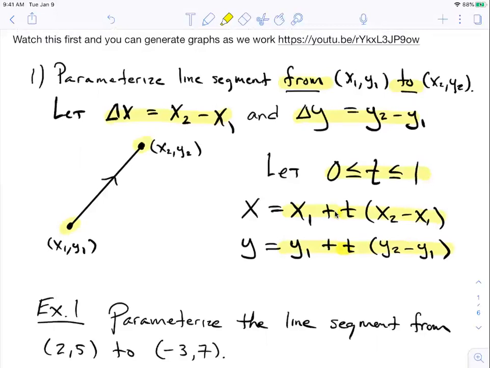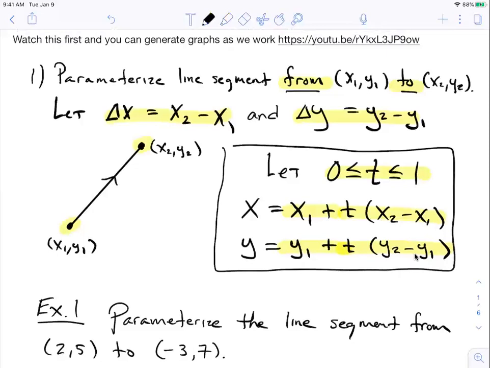So if you think about what those two formulas are going to do as t grows from 0 to 1, you're going to add this difference to x1. So when t is 0, you get x1. By the time t gets to 1, you've added the entire difference, so you get x2. It's the same thing in the y coordinate. So you can literally just put these somewhere where you can refer to them.